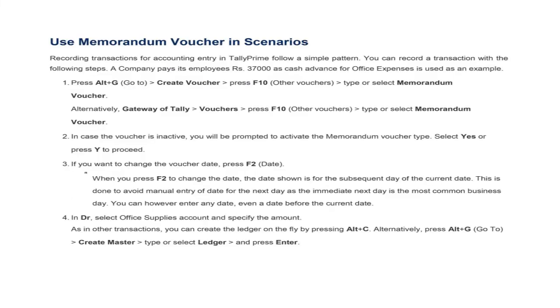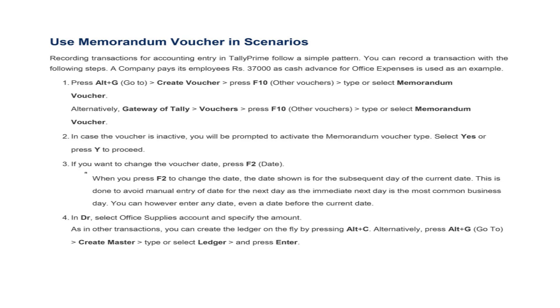Use Memorandum Voucher in scenarios. Recording transactions for accounting entry in TallyPrime follows a simple pattern. You can record a transaction with the following steps. A company pays its employees 37,000 rupees as cash advance for office expenses is used as an example. 1. Press Alt plus G, go to, create voucher, press F10, other vouchers, type or select Memorandum Voucher. Alternatively, Gateway of Tally, Vouchers, press F10, other vouchers, type or select Memorandum Voucher.